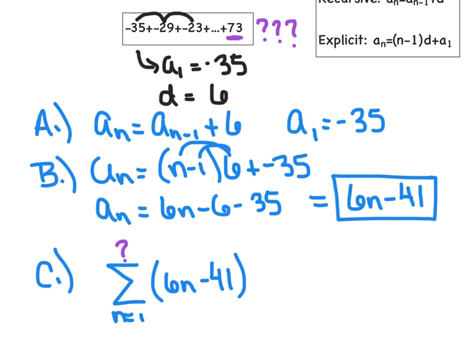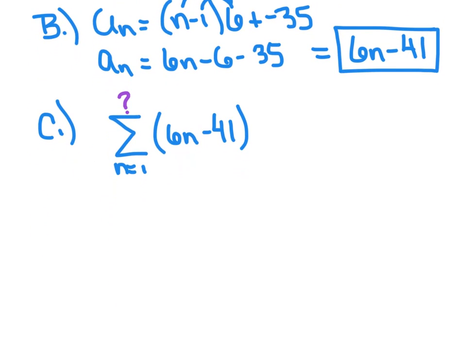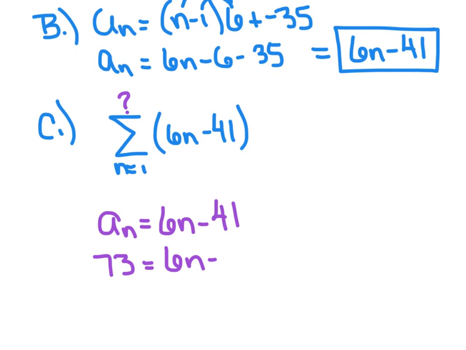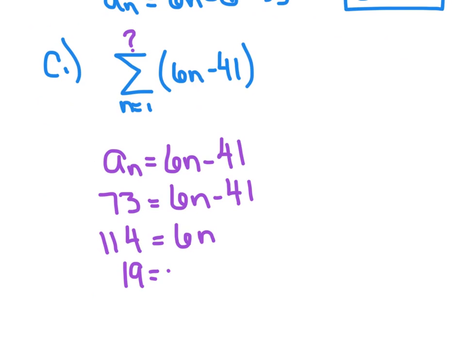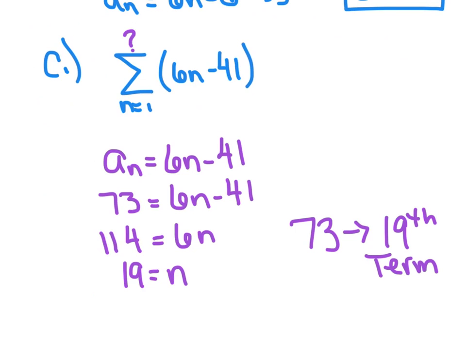So just like the last question, we're going to tackle it the exact same way. We already know that the nth term is guaranteed to be 6n minus 41. So let's set the 73 right there, and we're going to solve for n, because again, n tells us what term number it is. Add the 41 to both sides. We get 114 equals 6n, and then we're going to divide both sides by 6. 114 divided by 6 is going to be 19. So 19 equals n. In other words, 73 is the 19th term within this arithmetic sequence.